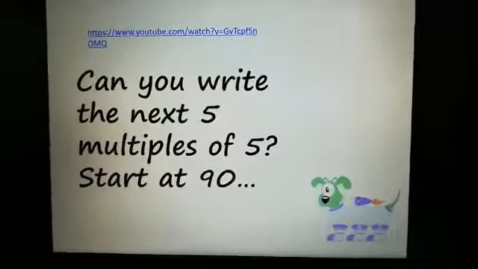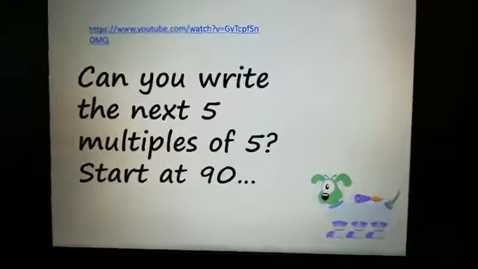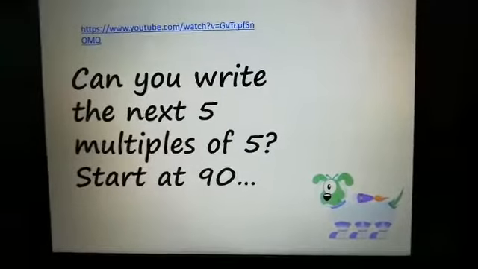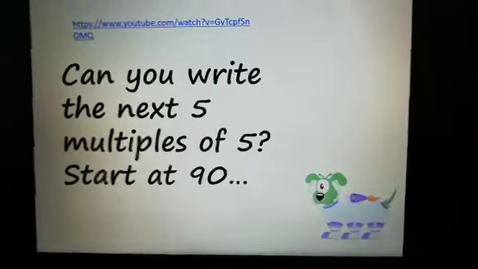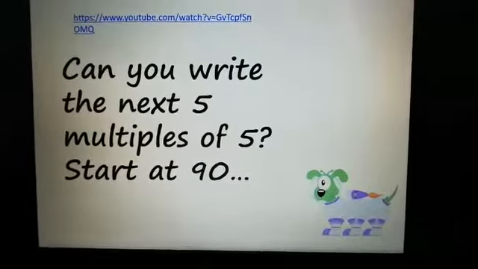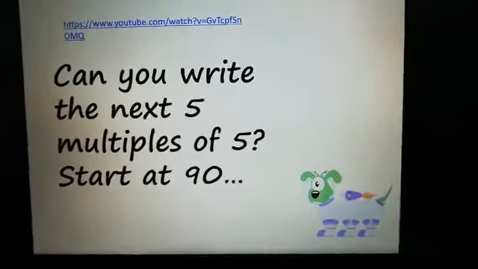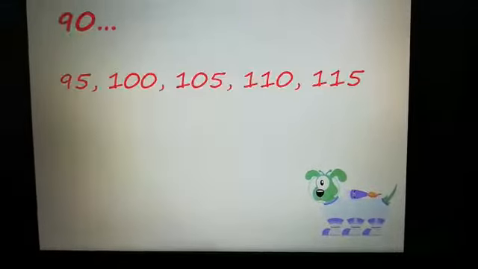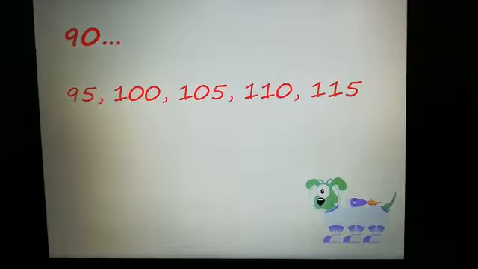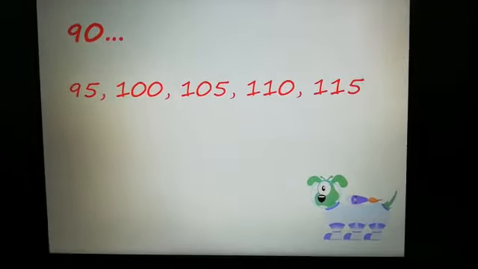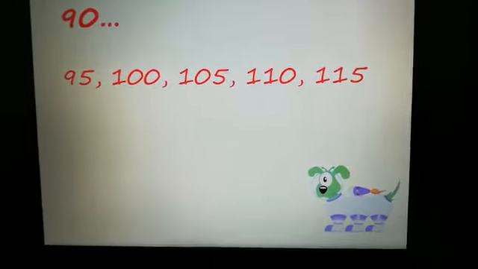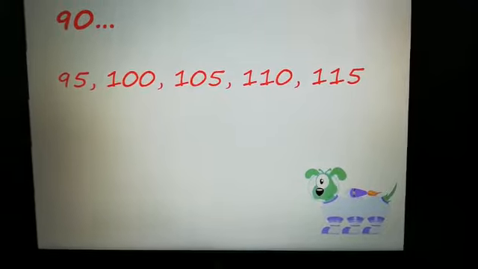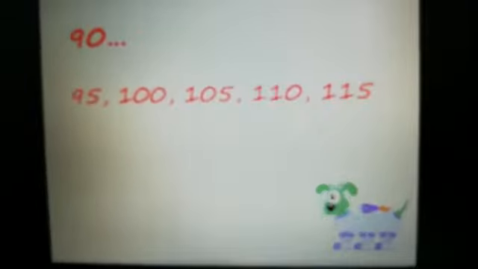So can you write the next 5 multiples of 5, but start at 90? So you can either say them out loud or write them down. And if you can get more than the next 5, if you can keep going, brilliant. So you should have, if you're writing them down, 90, 95, 100, 105, 110, 115.